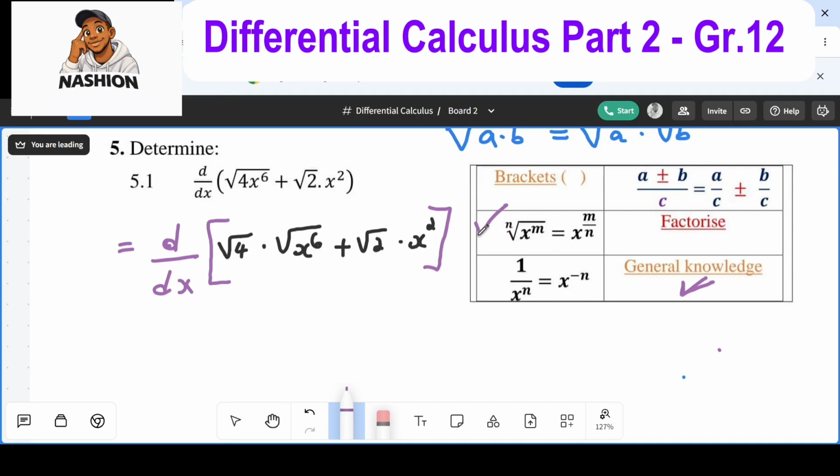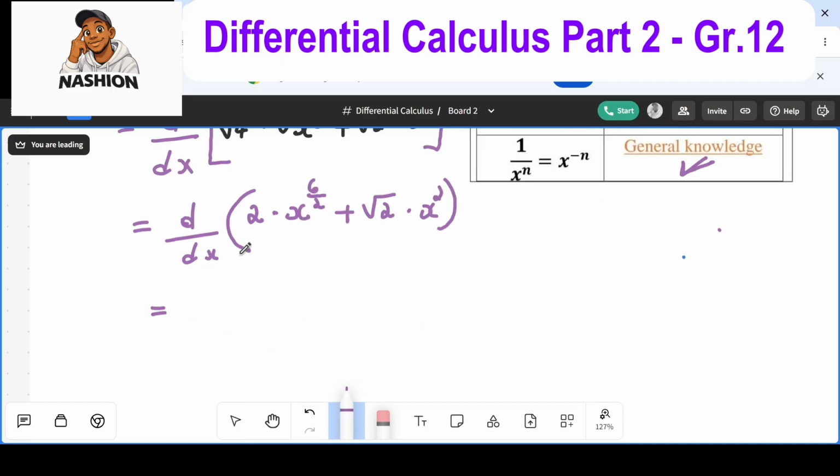Now it's time for this other law right here. Changing the surd that has x to the power 6. We're going to change it into exponential form. So we still write d over dx. Okay, root 4 is 2 times x to the power what? 6 over 2. I'm not skipping a step here, guys. I just want us to see how we are going to arrive at whatever we are going to arrive at. Plus the square root of 2, you can just write it in surd form, times x squared. Okay, with all the patience we can have, guys, we still repeat d over dx 2 times x to the power, let's see, 6 over 2, that's 3. So that's going to give us x cubed plus root 2 times x squared.